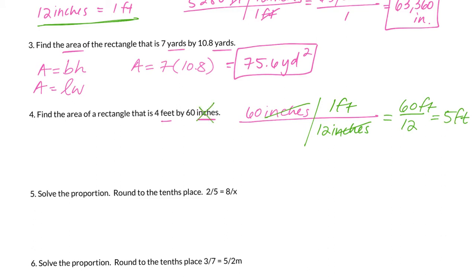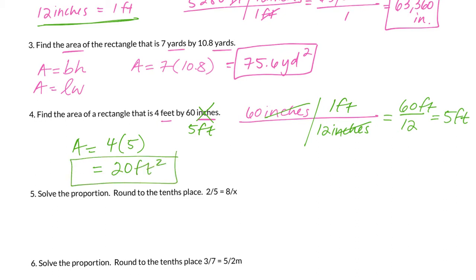So now I have both of my dimensions in feet. One side is 4, the other side is 5 feet. Now I can find the area by multiplying the length times the width, or if you call it base times height, to get 20 feet squared.